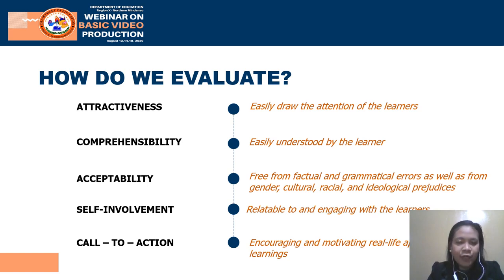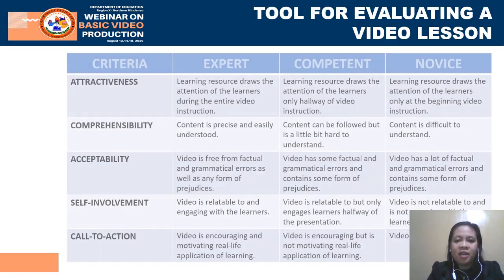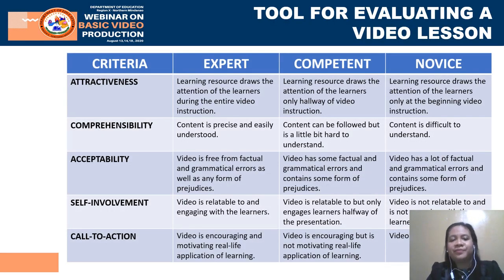So if you're going to make a rubric out of this, it will look like that one. We have attractiveness, comprehensibility, acceptability, self-involvement, and call to action. Does our video lesson fall under expert level, competent level, or novice level?